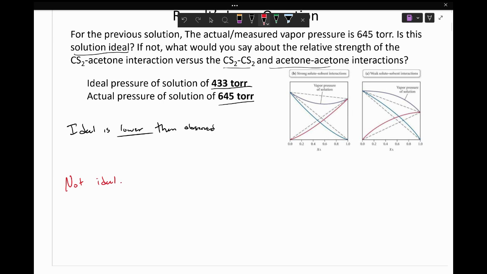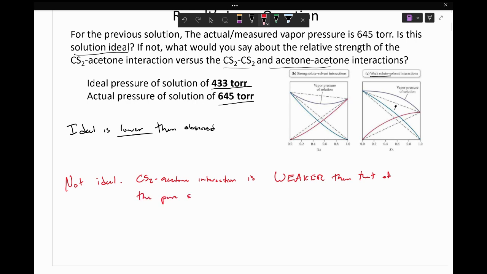And if we say that our ideal vapor pressure is lower than what's observed, we're going to look for the curve where we have the purple line exceeding the expectation. So where the dotted line is less than the purple line, and that's the one where we have these weak solute-solvent interactions. So what we can say is that the CS2-acetone interaction is weaker than that of the pure substances.